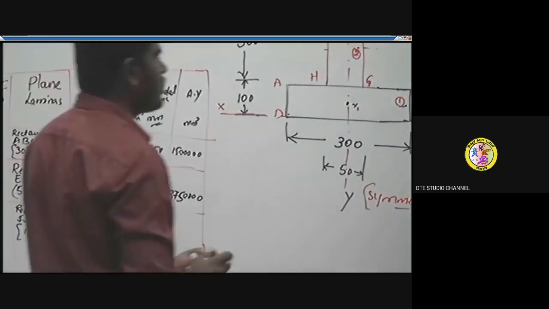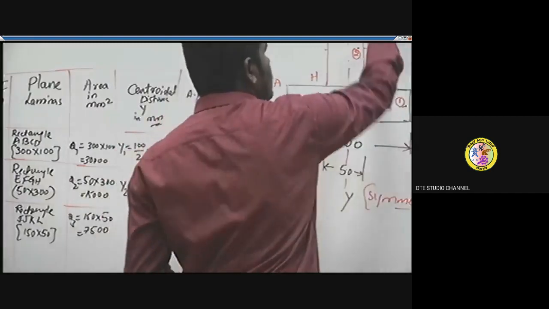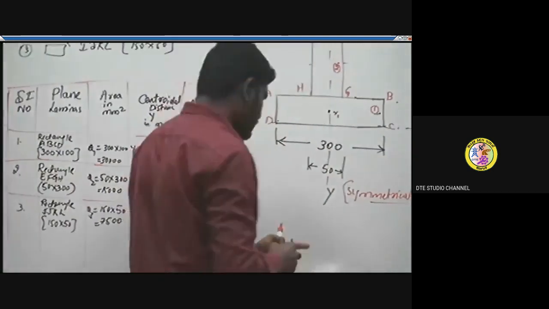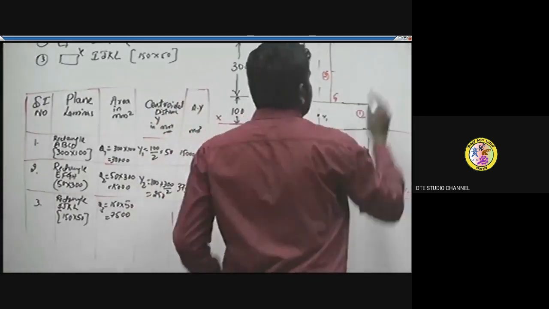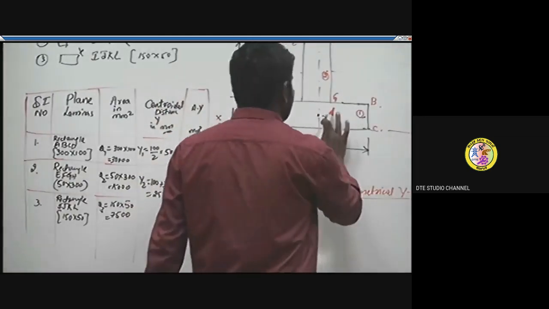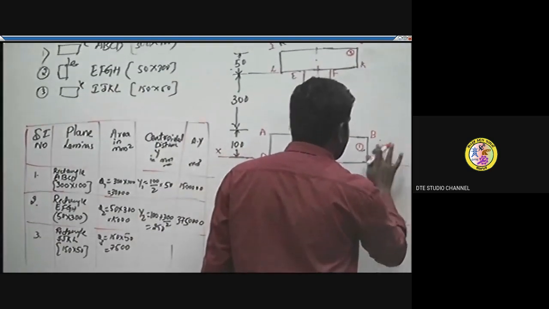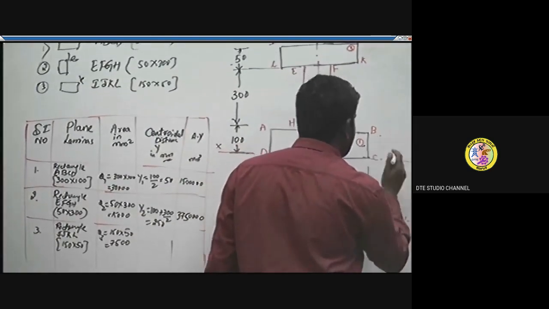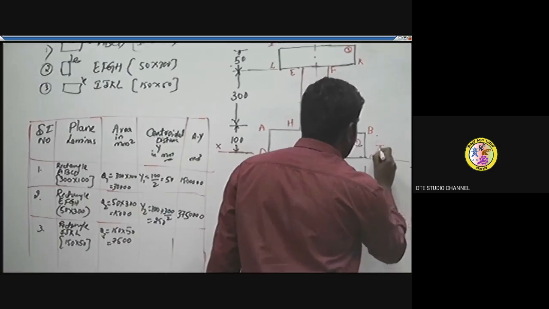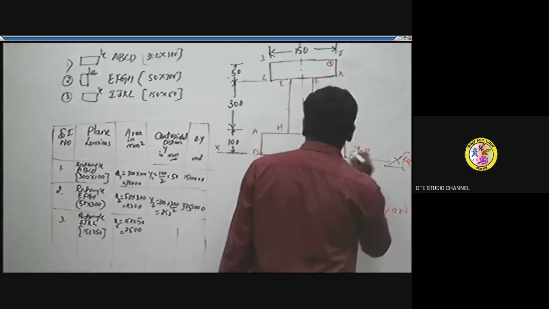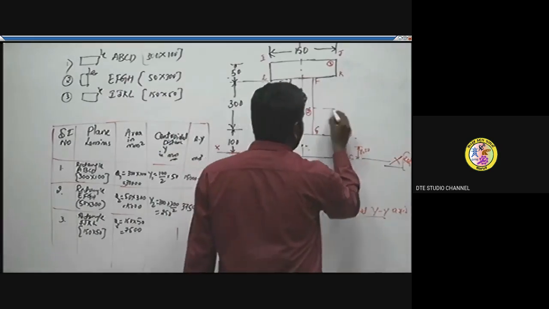Similarly, let's look at the centroidal distance of this top flange from the reference axis XX, that is the bottommost line. This is Y3. I'm going to mark this. This has been Y1 already, half of its depth or breadth, whatever it is. We already found it as 50, 100 by 2, and then this is Y2.